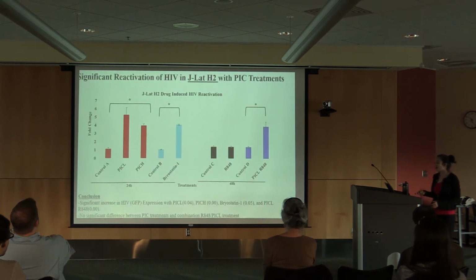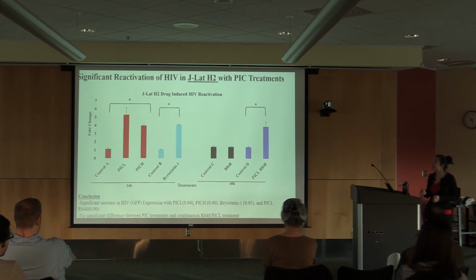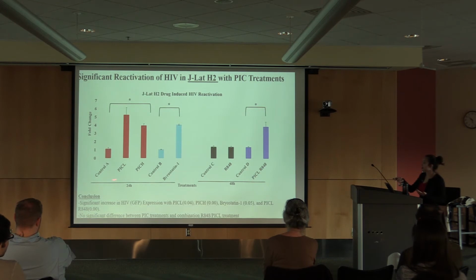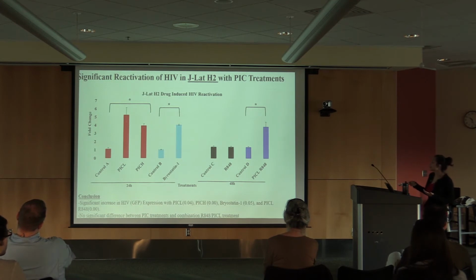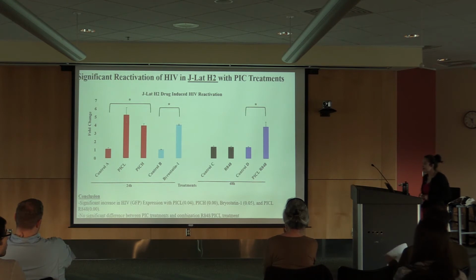Okay, so again, we're looking at flow cytometry, whether HIV reactivation is induced when I treat the cells with poly-IC low molecular weight, as well as high molecular weight. Looking at this graph, my treatments are on the x-axis. The y-axis is fold change. That just means if we're looking at the red bars, it's about a 4 times higher activation rate than the control with poly-IC low molecular weight.